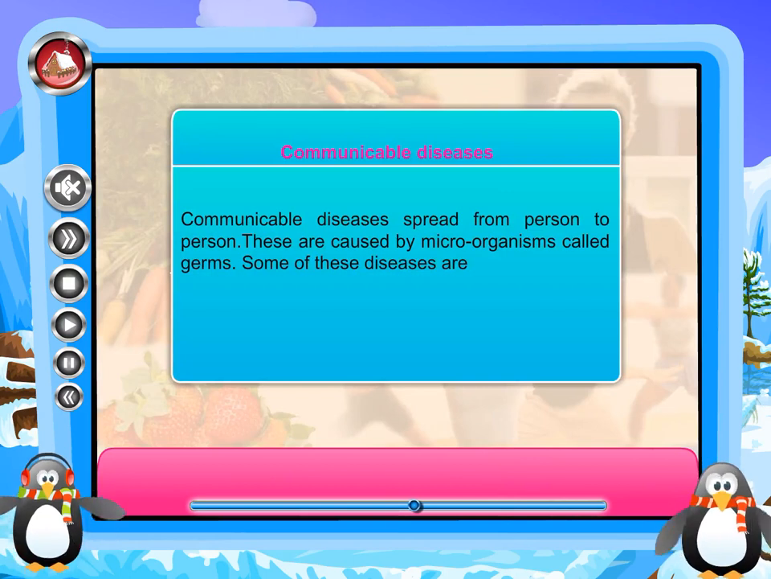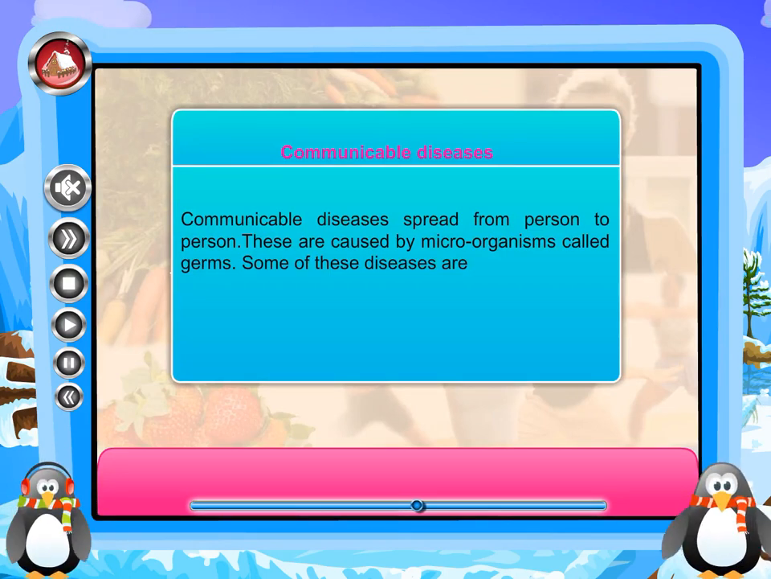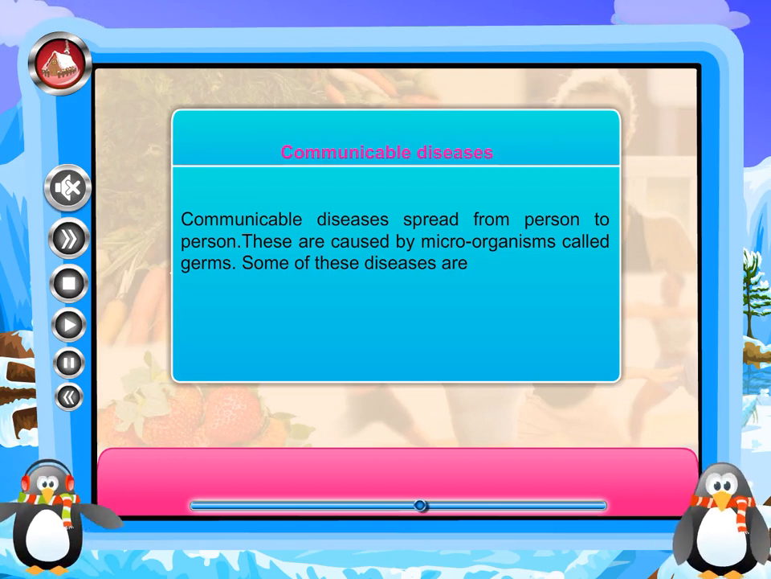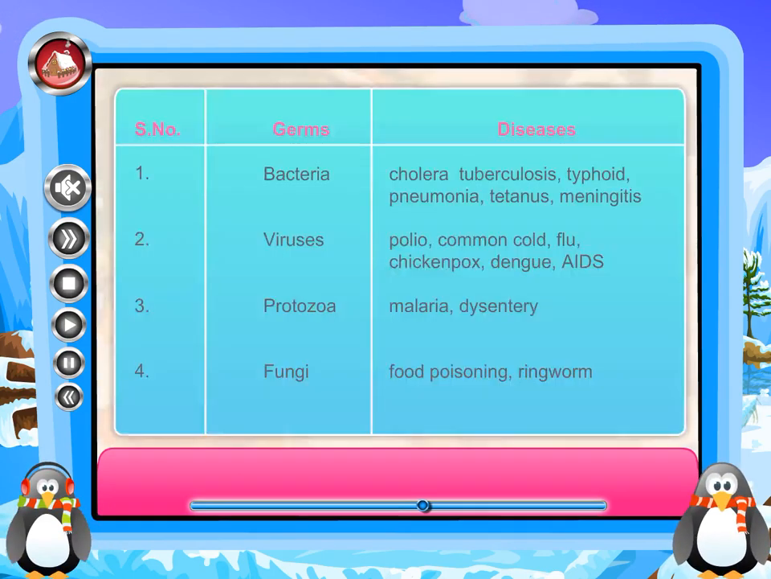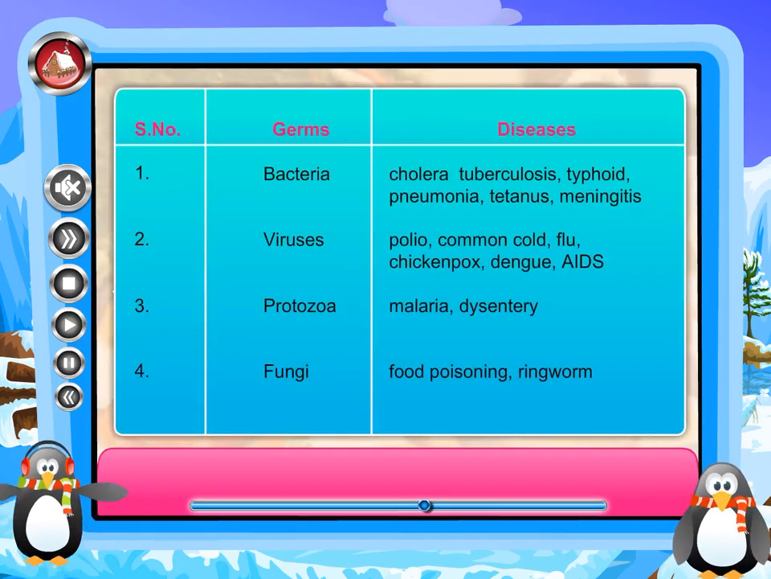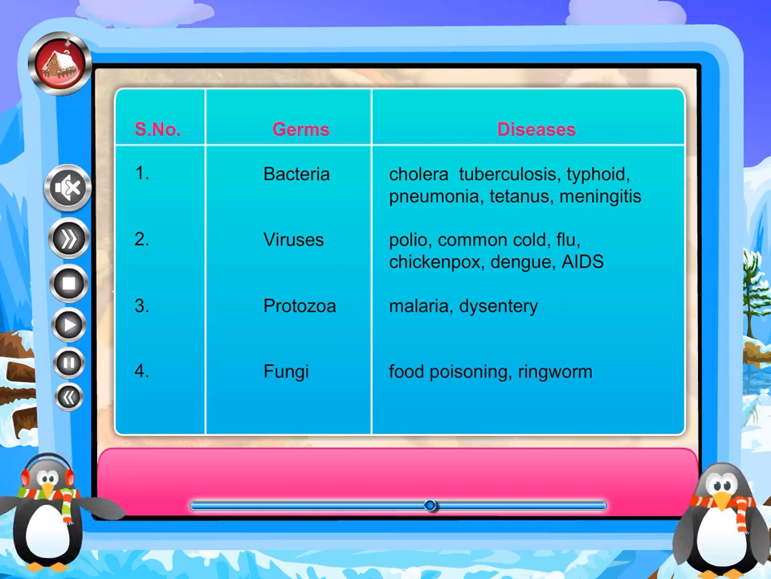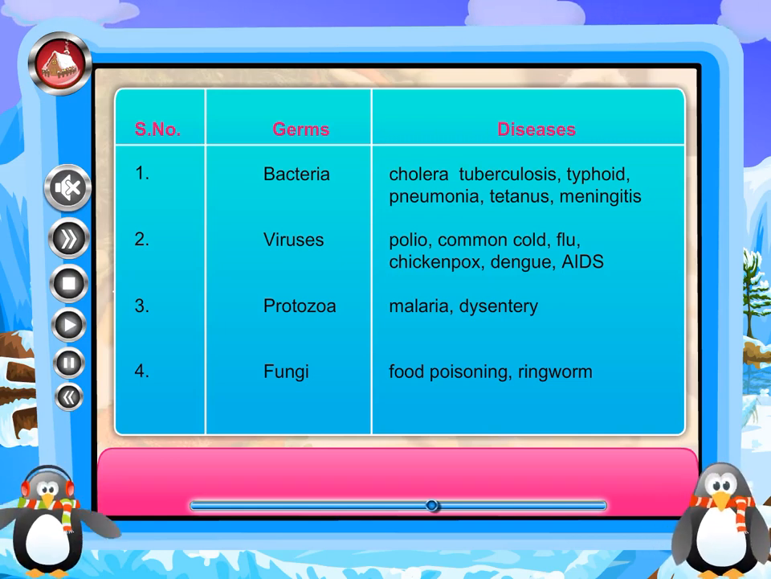Communicable diseases. Communicable diseases spread from person to person. These are caused by microorganisms called germs. Some of these diseases are: serial number 1. Germs, bacteria, diseases: cholera, tuberculosis, typhoid, pneumonia, tetanus, meningitis.